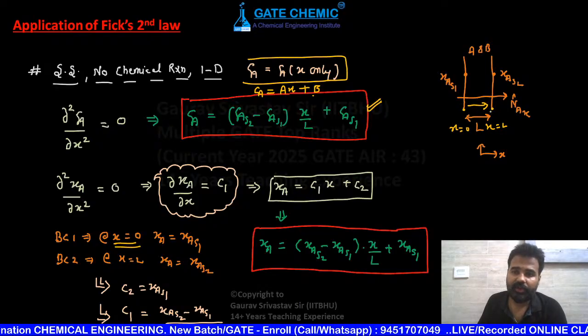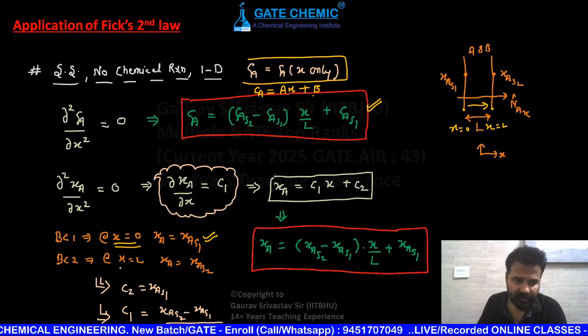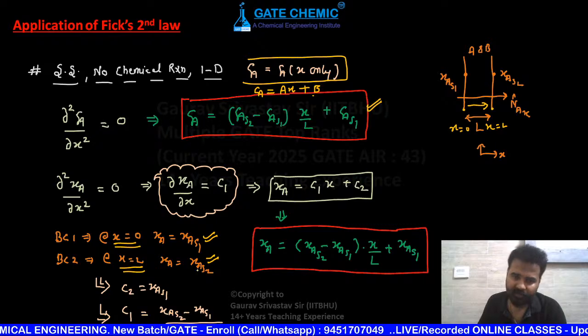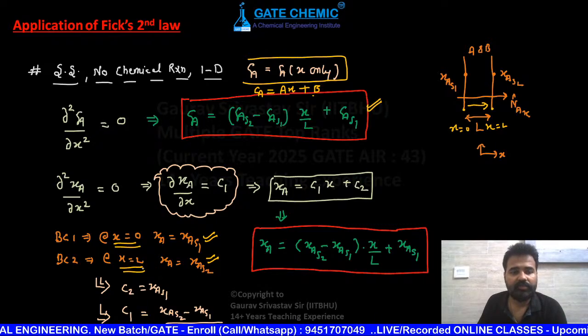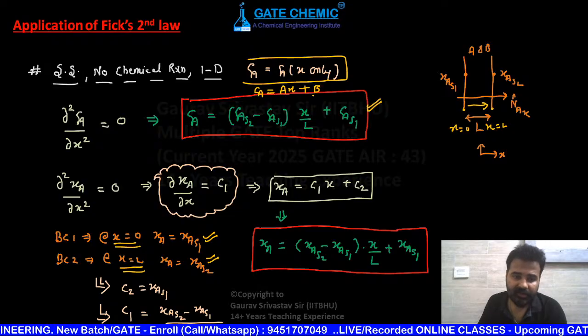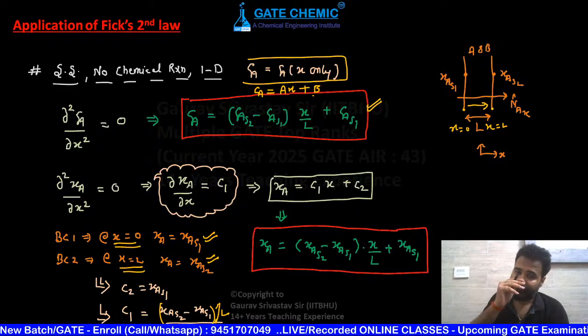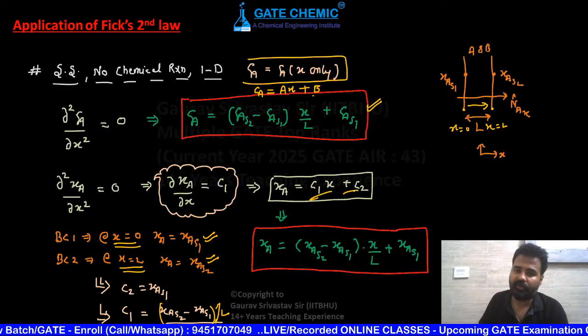OK, x equals 0 and x equals L. At 0 the mole fraction is XA1, at L the mole fraction is XA2. Just put these boundary conditions, you will get C2 as XA1, and C1 as (XA2 minus XA1) by L. After that, just put C1, C2 here, you will get this one.